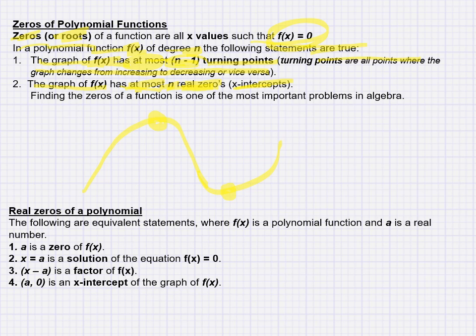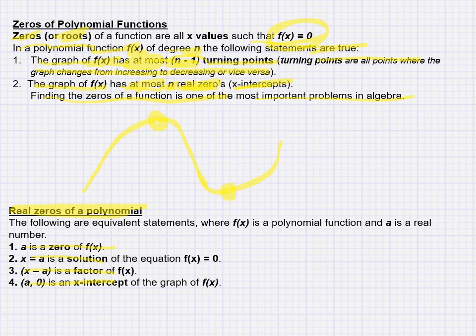This idea of finding zeros of a function is extremely important throughout algebra and then into also calculus. Another set of statements that are equivalent as it relates to zeros of a polynomial, okay? These 3 statements are equivalent statements. They all basically mean the same thing. So when you hear the word zeros, roots, x-intercepts, we're really referring to largely the same thing.